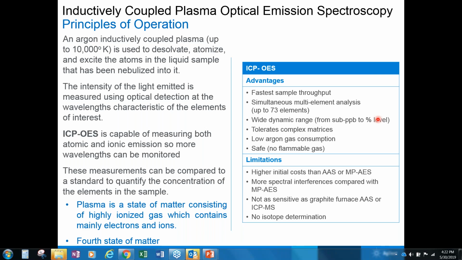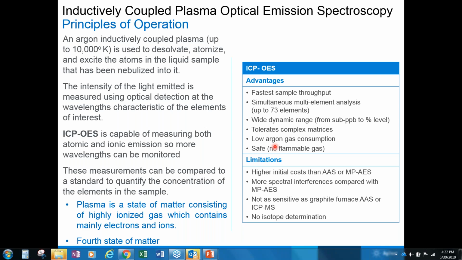So talking about the ICP OES, it has a sixth order of linear dynamic range. It can tolerate complex matrices also. And here we are using argon gas, which is nothing but an inert gas, or noble gas, that comes into the zero group, which is safe to use in laboratories.